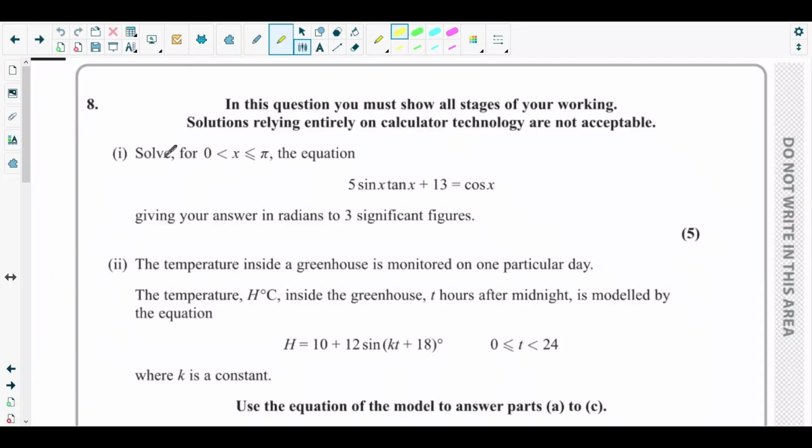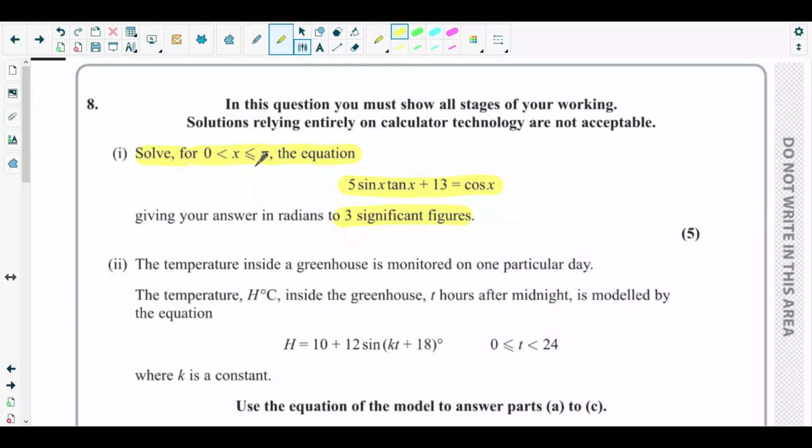Here the question is asking to solve for x greater than 0 and less than or equal to pi, the equation 5 sin x tan x plus 13 equals cos x, giving your answer in radians to 3 significant figures. Basically this is from trigonometry. We have to solve this trigonometric equation, and the range for x is given. The possible values for x should be between 0 and pi.